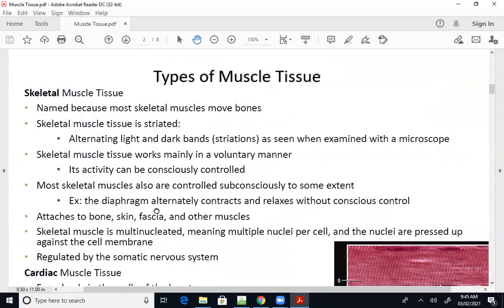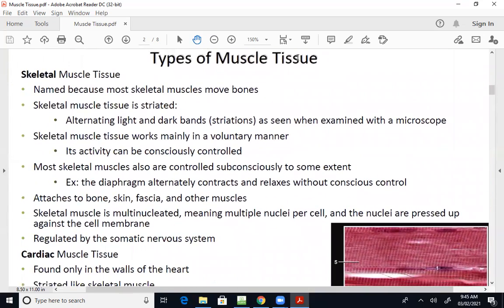And as we'll see, cardiac muscle is also striated. It all has to do with the cellular level makeup. We'll get into all that this morning, learning about where those striations come from. So that's really neat. Skeletal muscle tissue works mainly in a voluntary manner, meaning that its activity can be consciously controlled. And that's because it's regulated by what we call the somatic nervous system, which I don't expect you guys to know.